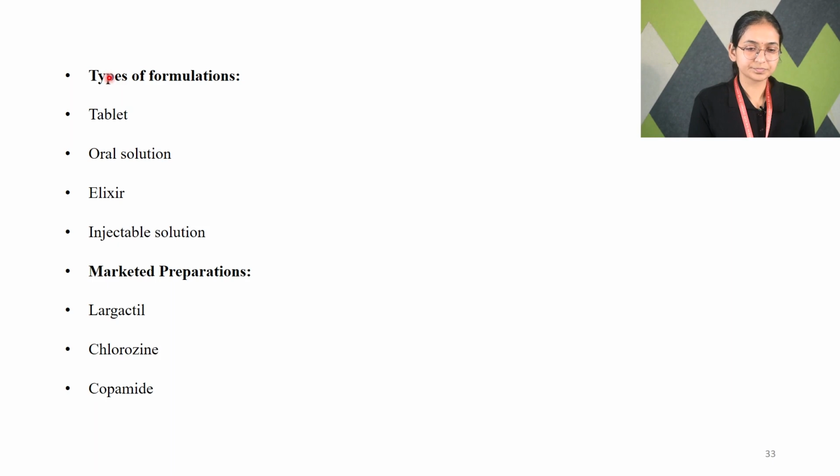Next is types of formulations. This chlorpromazine is available in the tablet form, oral solution form, elixir form, and injectable solution form. These are the types of formulations. Further are the marketed preparations. Marketed preparations are Largactil, Chlorozine and Copamide.